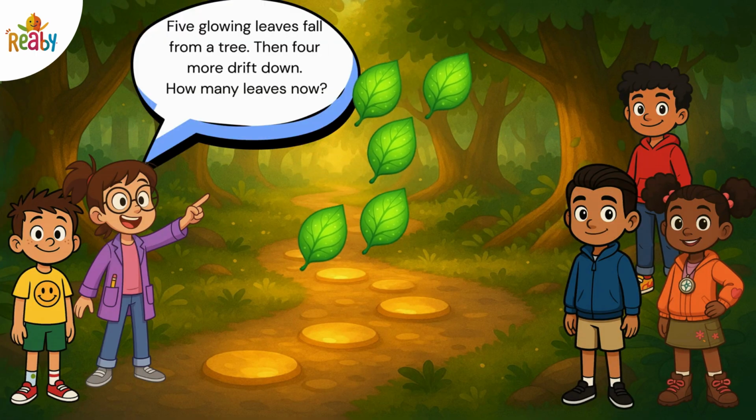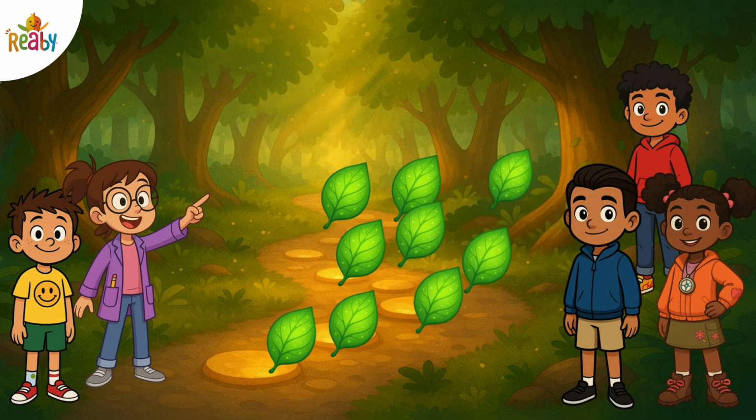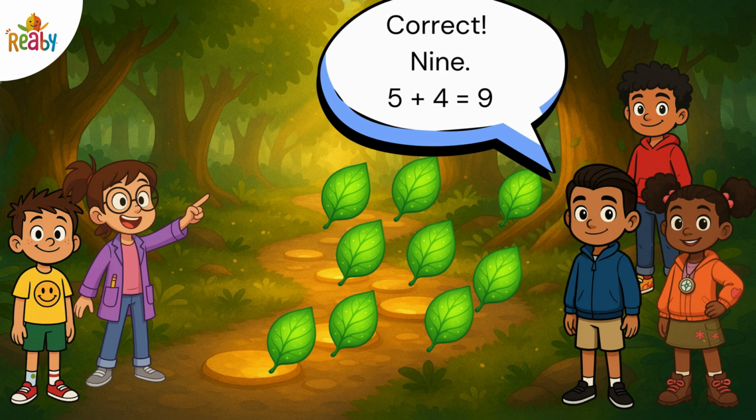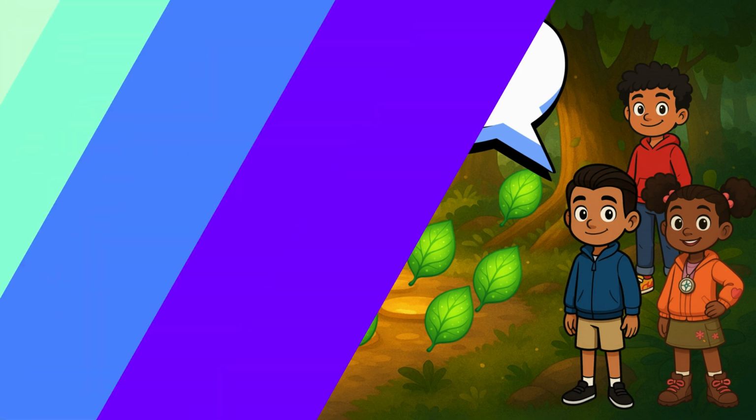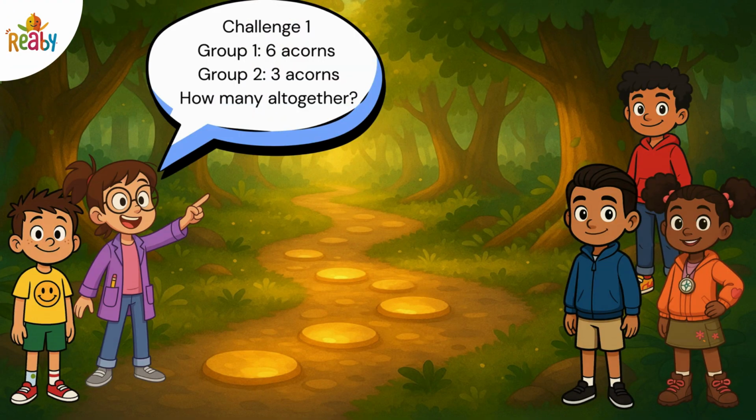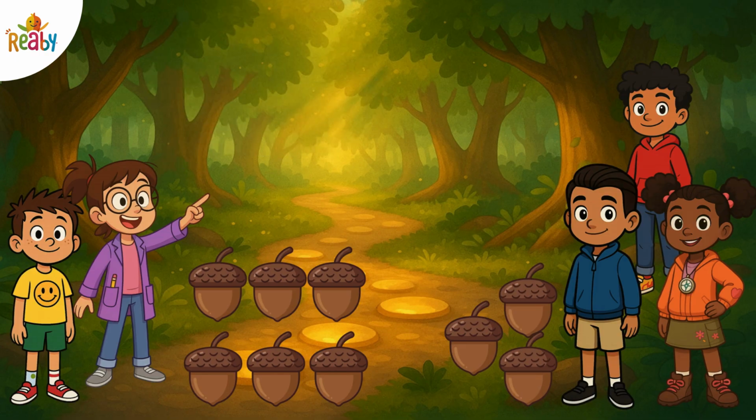5 glowing leaves fall from a tree, then 4 more drift down. How many leaves now? Correct, 9. 5 plus 4 equals 9. Challenge time! Challenge 1, Group 1 has 6 acorns. Group 2 has 3 acorns. How many altogether? Correct, 9! 6 plus 3 equals 9.